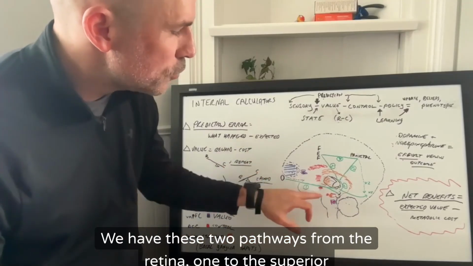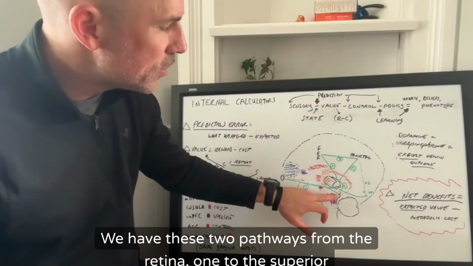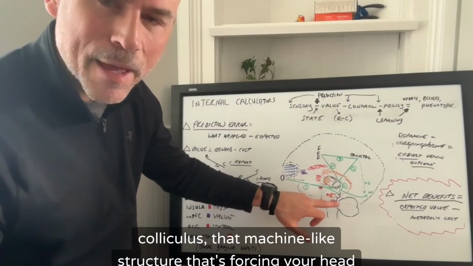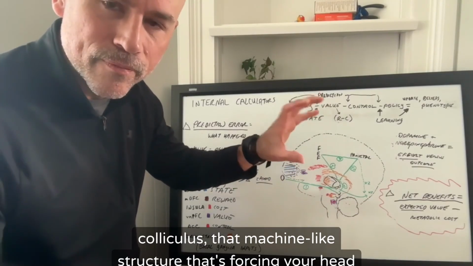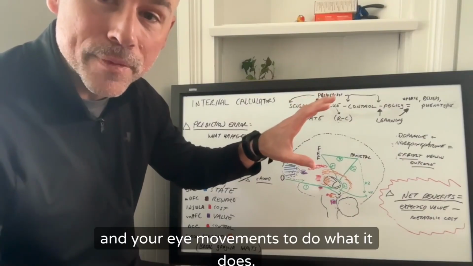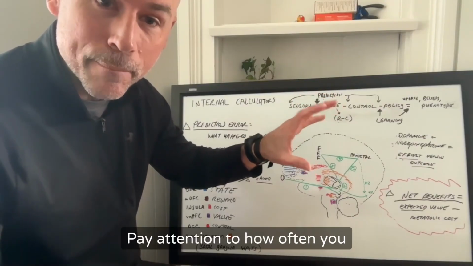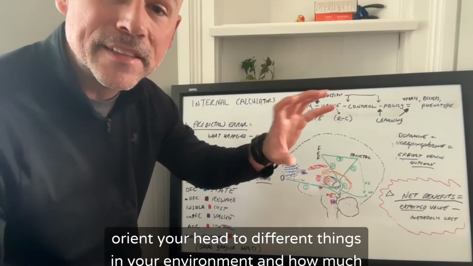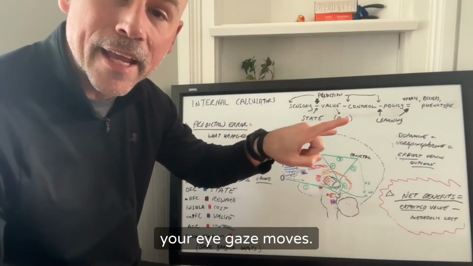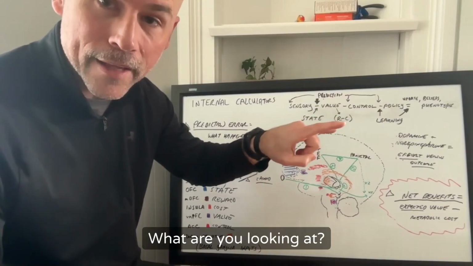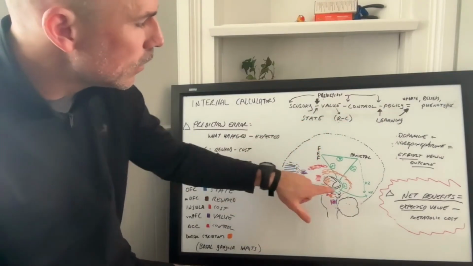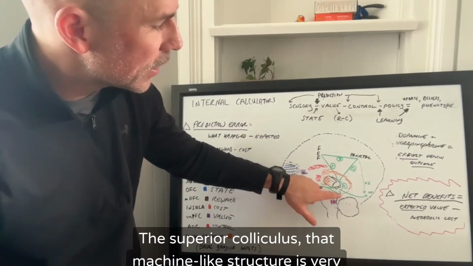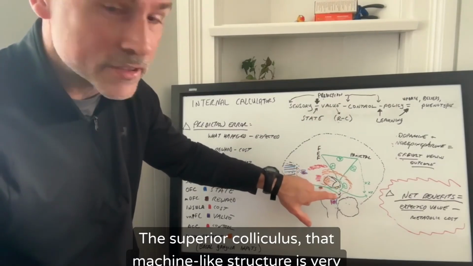We have these two pathways from the retina, one to the superior colliculus, that machine-like structure that's forcing your head and your eye movements to do what it does. Pay attention to how often you orient your head to different things in your environment and how much your eye gaze moves. What are you looking at? Do you even know?